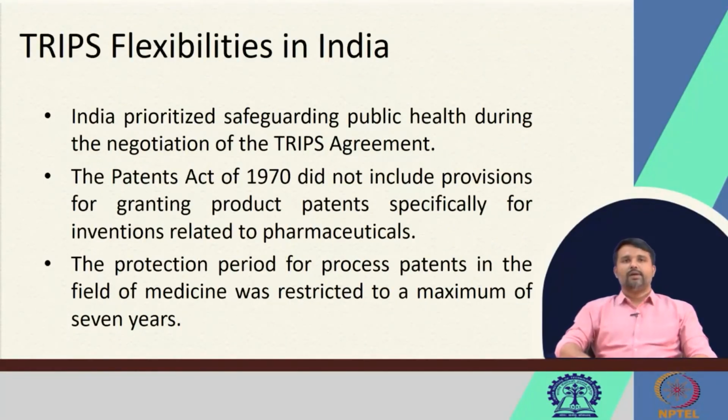Now, let us see the TRIPS flexibilities available for India. India prioritized safeguarding public health during the negotiation of the TRIPS agreement. The Patent Act of 1970 did not include provisions for granting product patents, specifically for inventions related to pharmaceuticals. The protection period for process patents was restricted to a maximum period of 7 years.